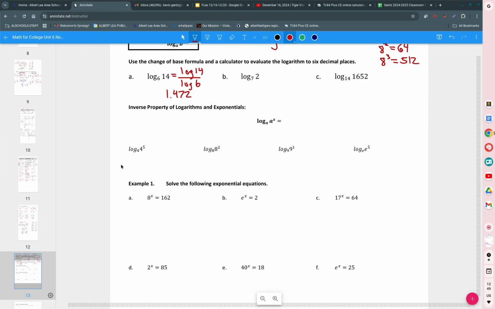The directions say to write out to 6. I'm not going to make you write out to 6, but write out to at least 3. See if you can compute letter B and C on your own.